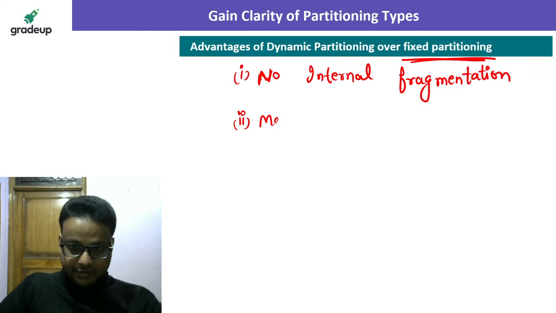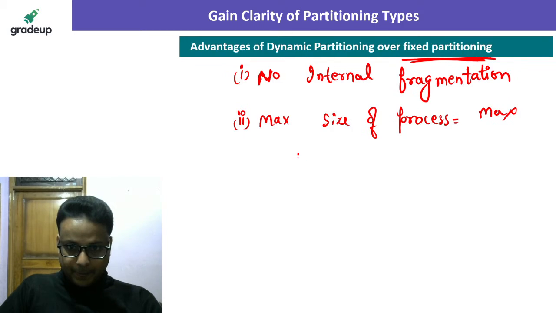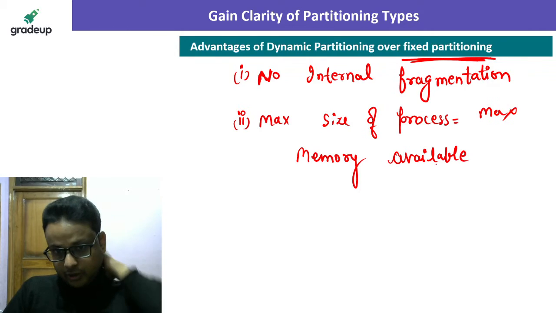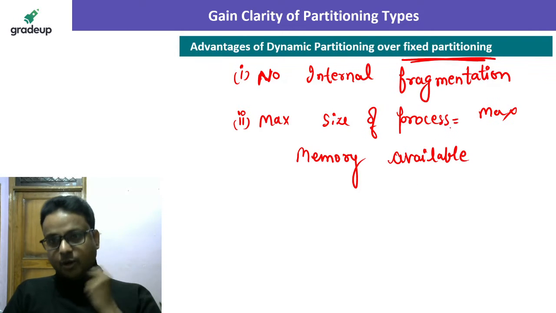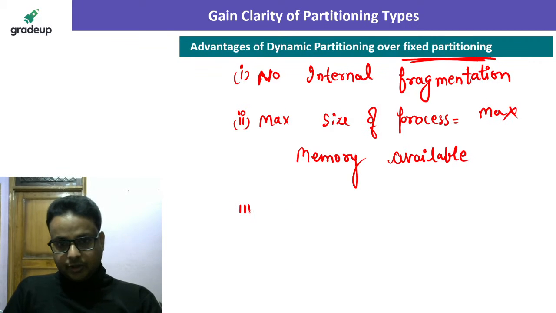So maximum size of process will be maximum memory available. Okay, so maximum size of the process will be maximum memory available. So this will be one more advantage.